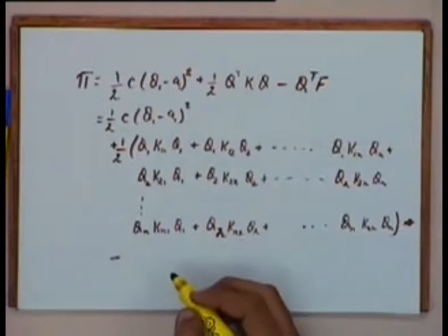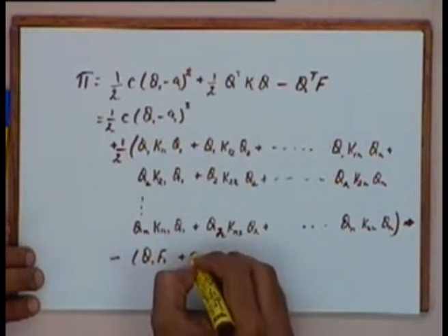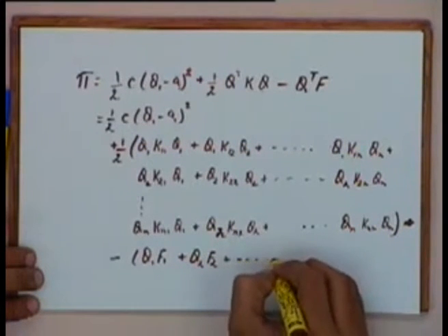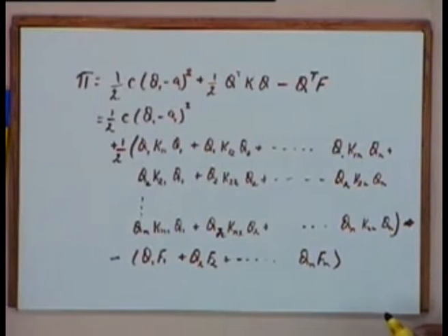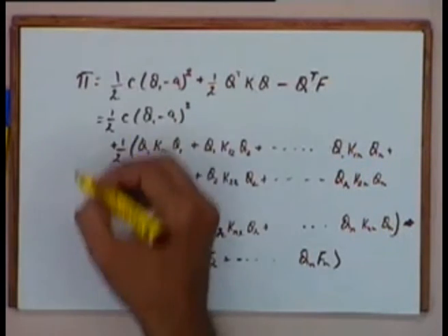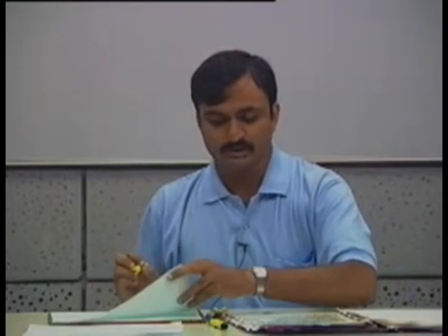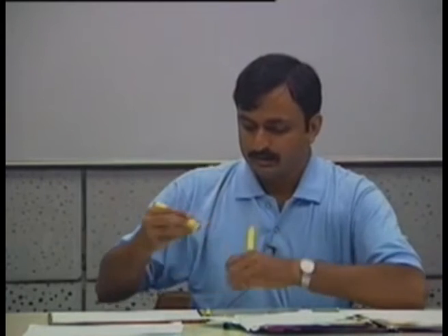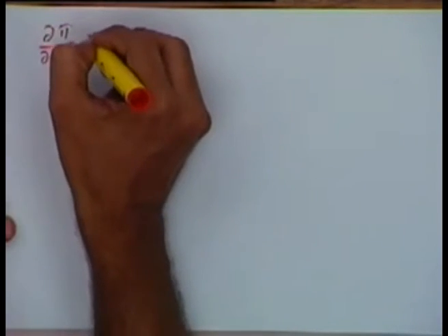Minus q transpose times f, which will give me q1 f1 plus q2 f2. So this is the expression we have for the potential energy. If I take this expression and again apply the constraint that del pi by del qi is equal to 0.